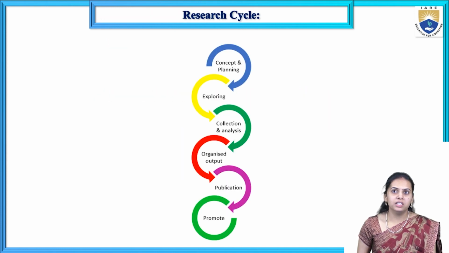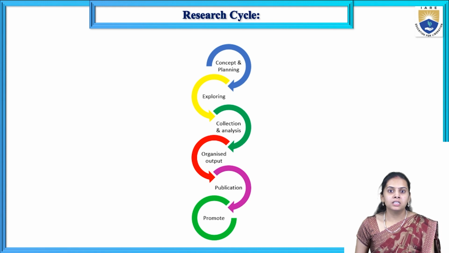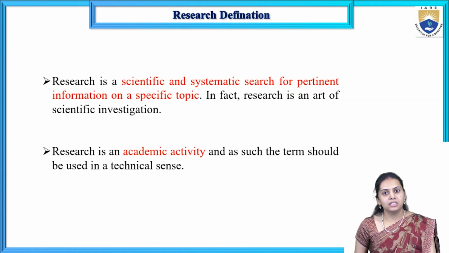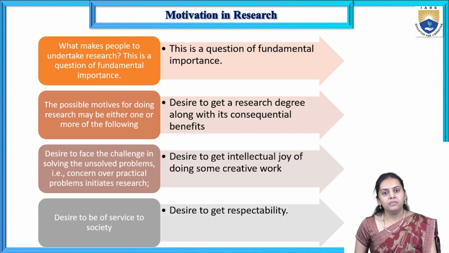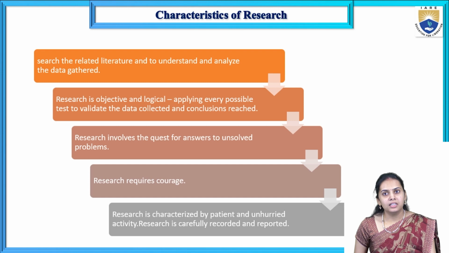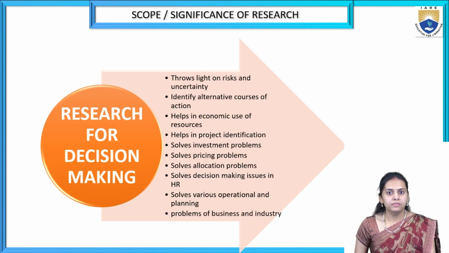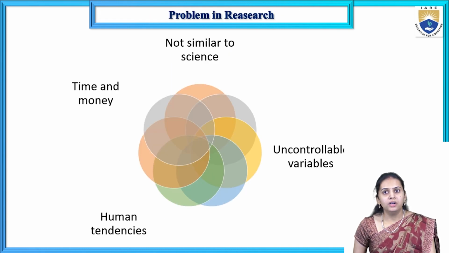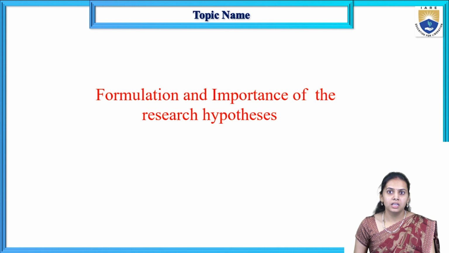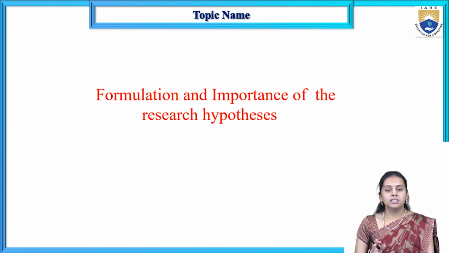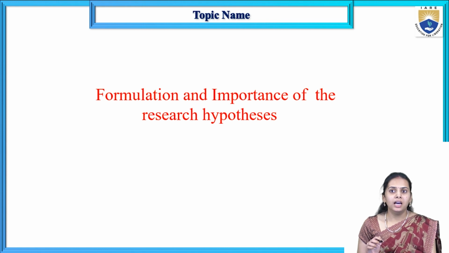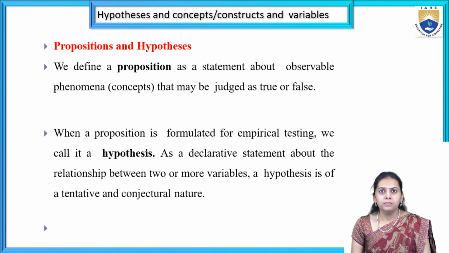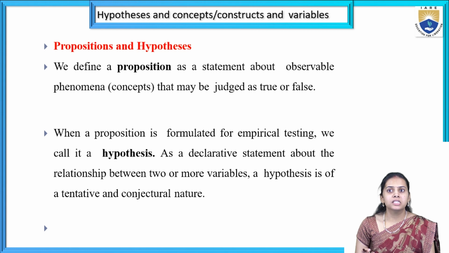We covered the definition of research, and to reach the research target, what cycle we follow, what the structure of a research article is, and later we covered the objectives and characteristics of research. We discussed the factors to cover for decision making in research, and the other one, the problems a researcher may face when doing research. And the other topic of research methodology is the formulation and importance of a research hypothesis. What is a hypothesis, and what are concepts, constructs and variables?